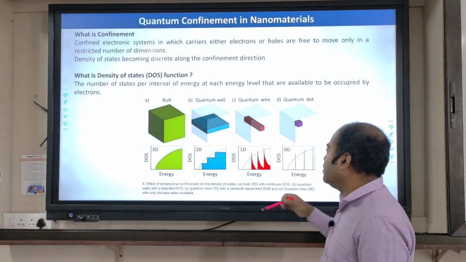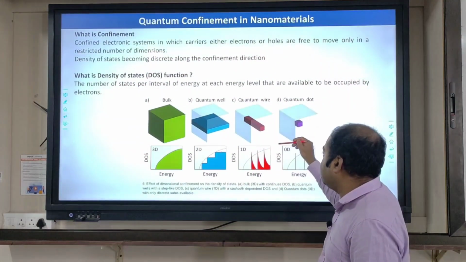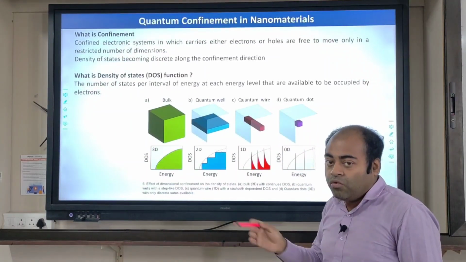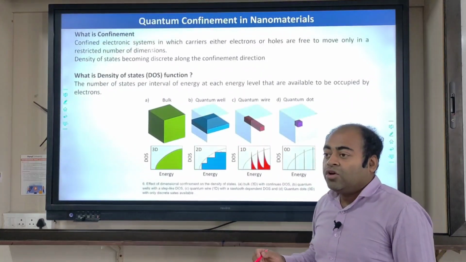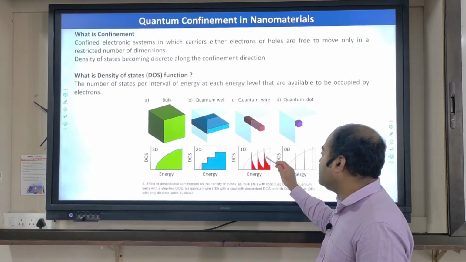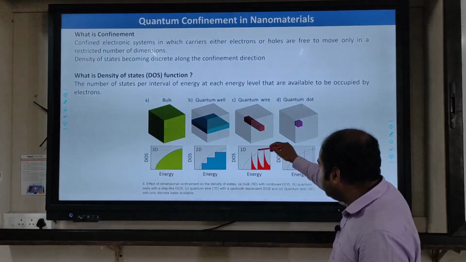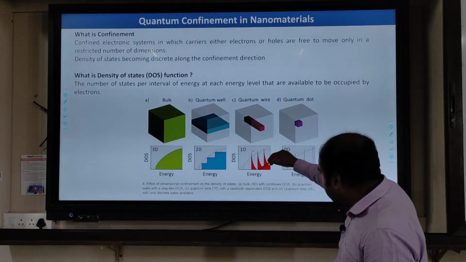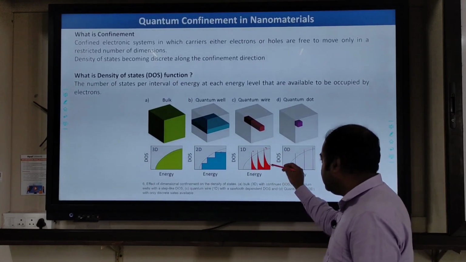Now in one dimension, when there is confinement in both dimensions x and y, and only one dimension is free, the electrons can move freely in one dimension, then the density of state is inversely proportional to the square root of the energy. So we can say DOS is proportional to 1 by root of E, and in that case the relation is like this. It is E to the power minus half, like this curve.